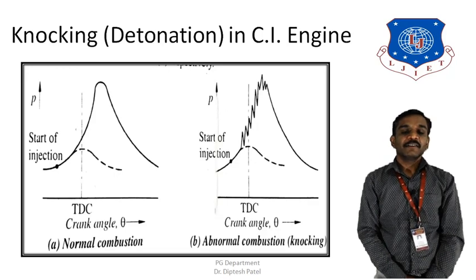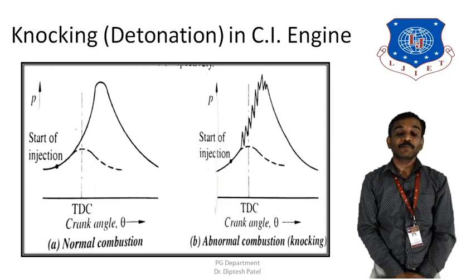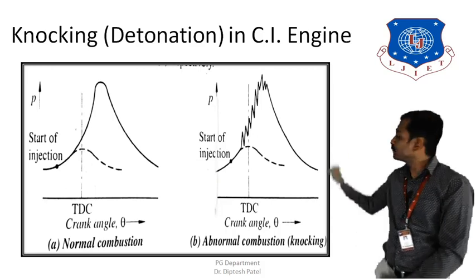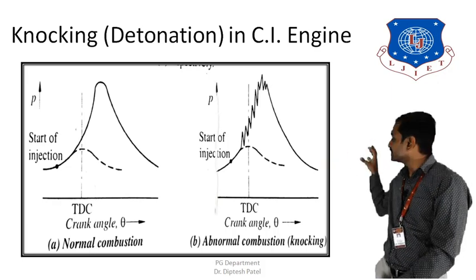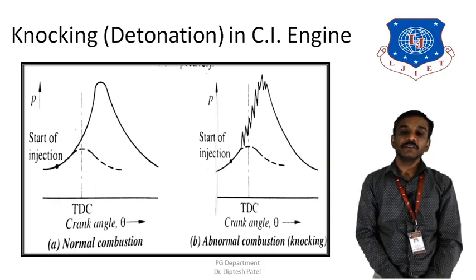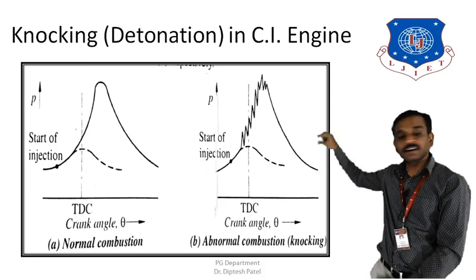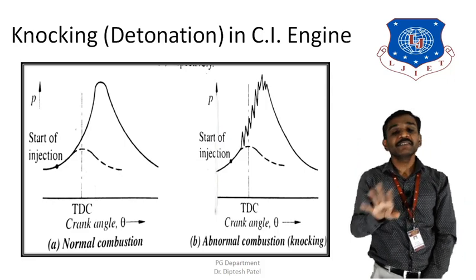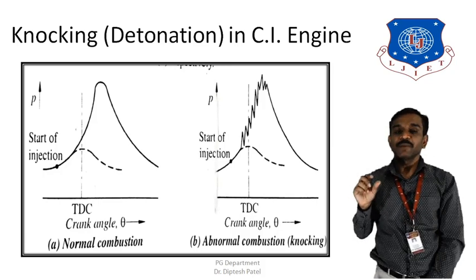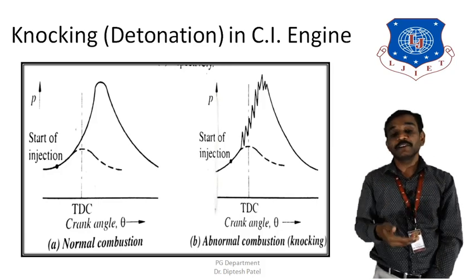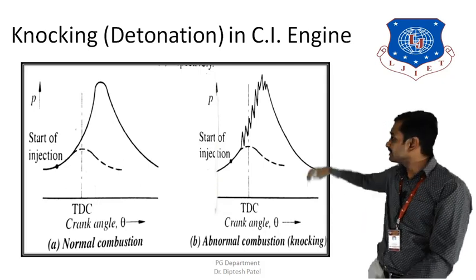Then after that, knocking and detonation in CI engines. Now knocking and detonation is the major problem in a CI engine. You can see two different curves here. One represents the normal combustion, and the other represents the abnormal combustion or knocking. You can see in normal combustion, the whole combustion curve is very smooth. The four different phases of combustion take place in a smooth manner, such as pre-flame combustion, uncontrolled combustion, then controlled combustion, then the afterburning. These all occur in smooth curves.